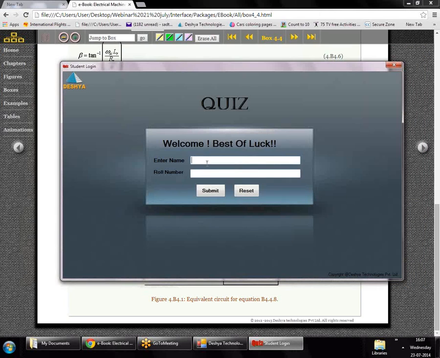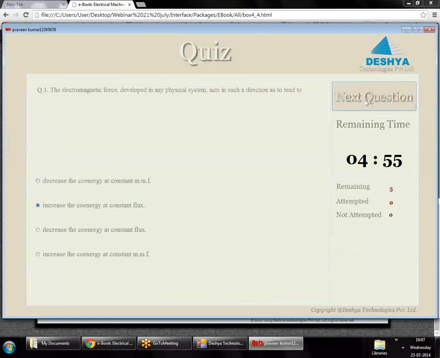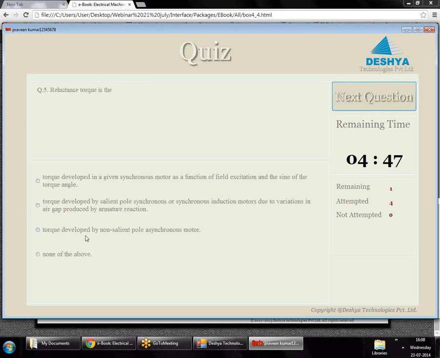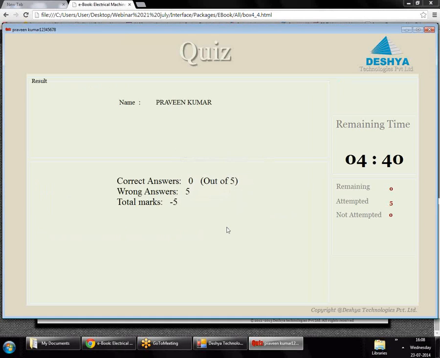And then let's start. Let's say I enter my name, so I am the student. I enter my roll number and I submit it. The quiz starts, so I have 5 minutes. Here we have the first question. I'm just choosing my answers randomly. It's just to demonstrate that a quiz is an important part of the evaluation of the student, and it's a part of the complete e-learning environment that we have developed. If you see here, out of 5 questions, I didn't answer any correctly. All questions were answered wrong, and hence a negative score of -5.